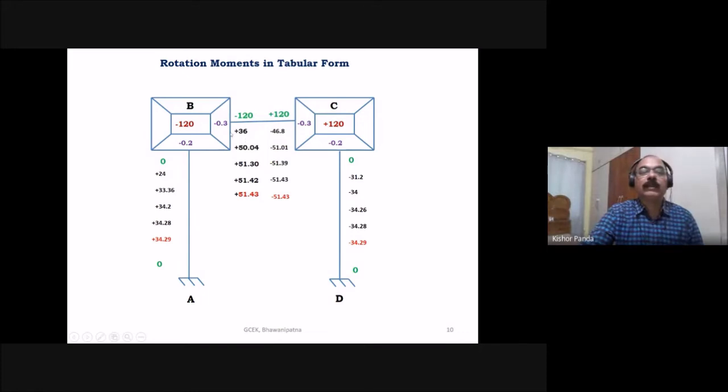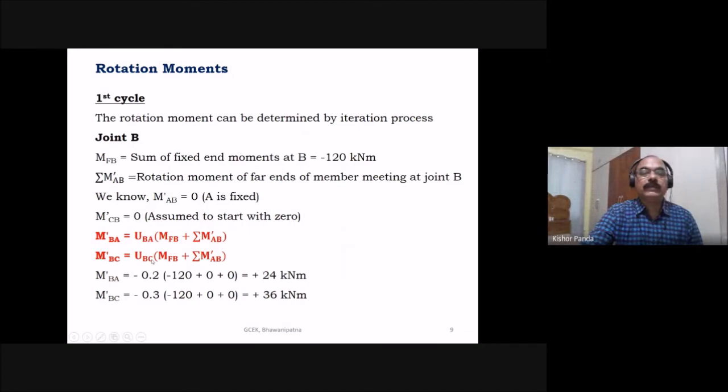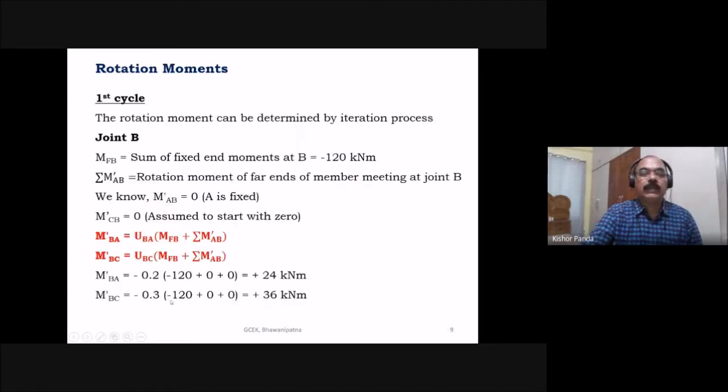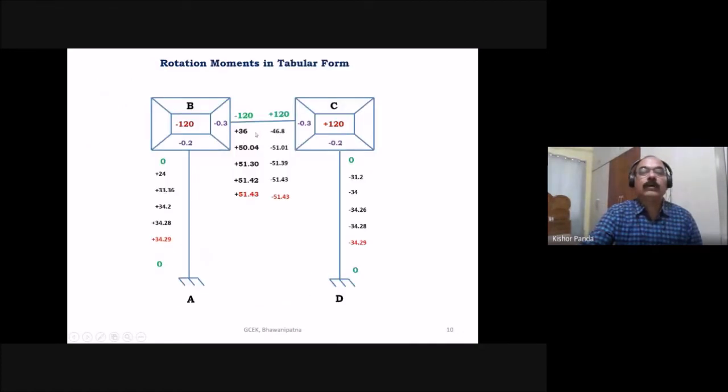Similarly, find M dash BC. M dash BC is equal to UBC into MFB plus the summation of the far end moments. So M dash BC is equal to minus 0.3 into minus 120 plus 0 plus 0. So this is equal to plus 36 kilonewton meter. Here you put the near end rotation moment.